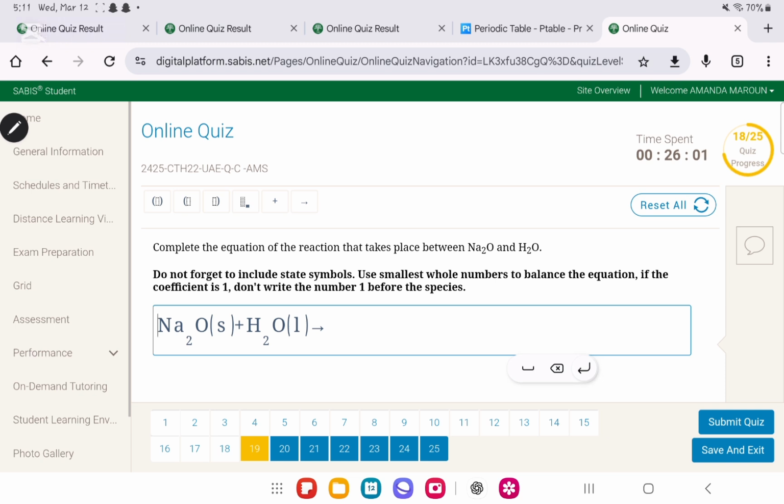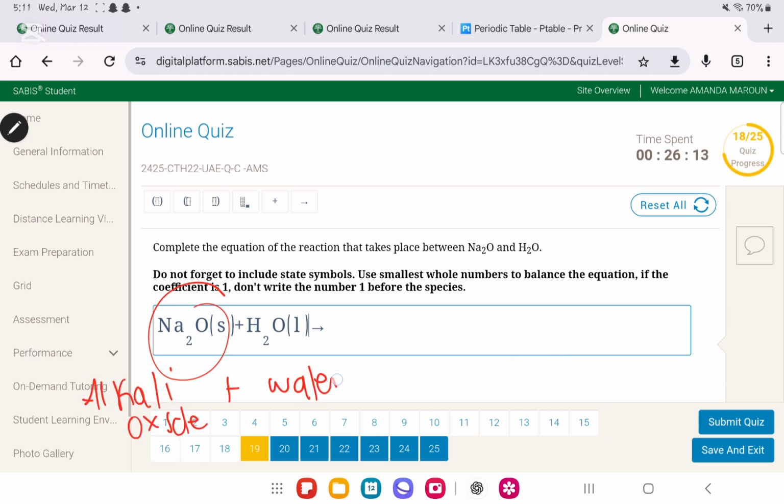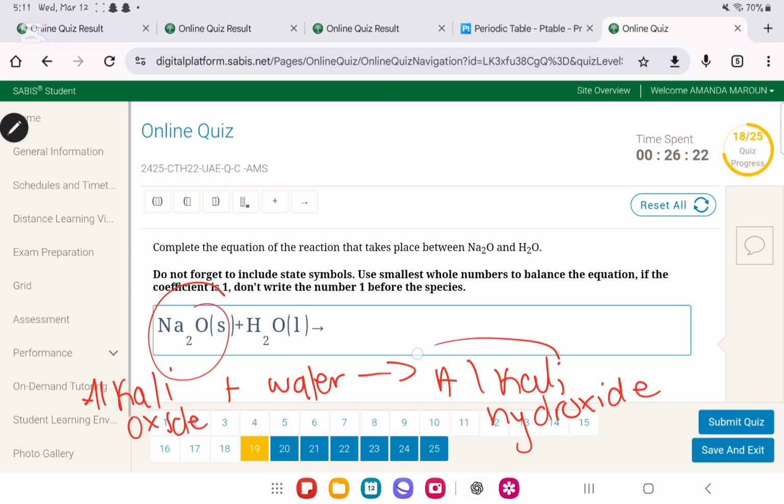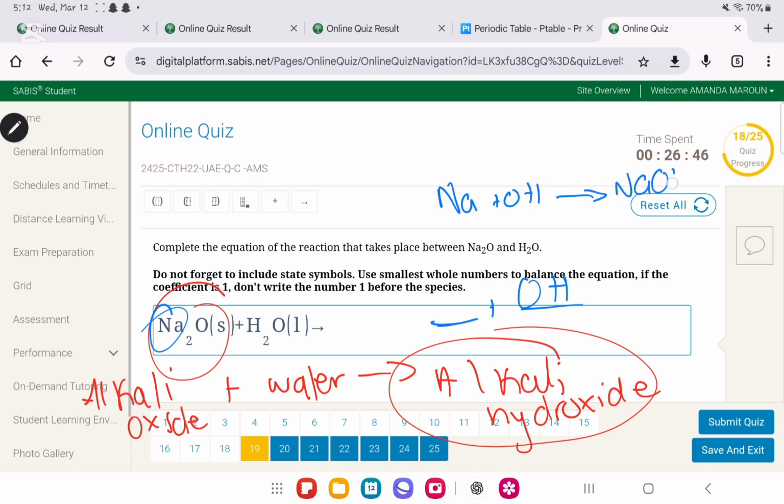We move on to question number 19. Here, very simply, look, it is an alkali oxide. So alkali oxide, if you add water to it, it is always gonna form for us an alkali hydroxide. Always keep this in mind. So our product is gonna be an alkali hydroxide. What does alkali hydroxide mean? Very simply, it is the alkali metal plus the hydroxide, which is always OH. So our metal in this case is Na. Na plus OH, put it together, you will get NaOH.